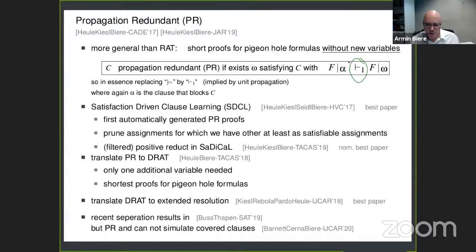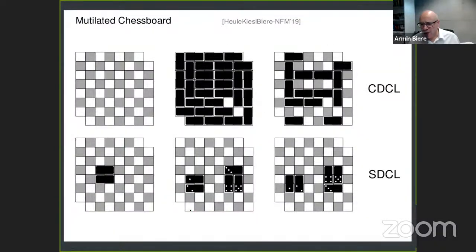It was also recently picked up by the proof complexity community. So Buss and Neil Thapen had a nice SAT and SMT paper, and then my student and I actually published that this PR thing is not as powerful as we thought, because one other very old clause redundancy property, covered clauses, was not covered by it. Okay, but I want to show you a little bit, because I think this is nice.